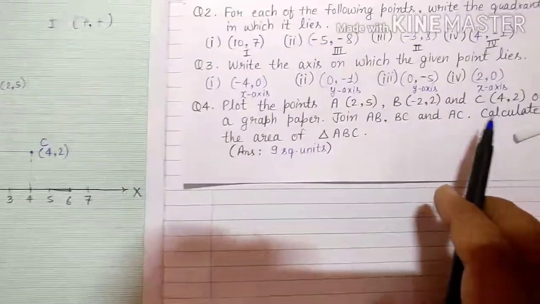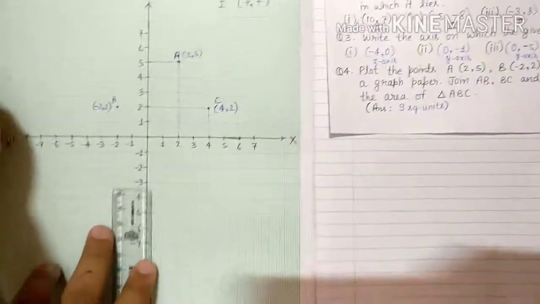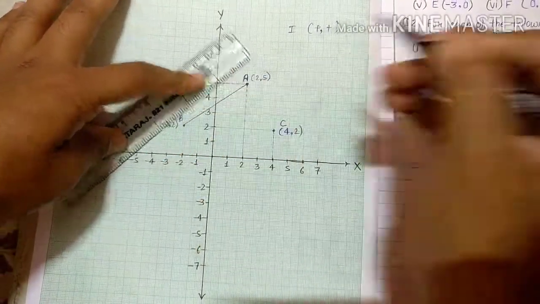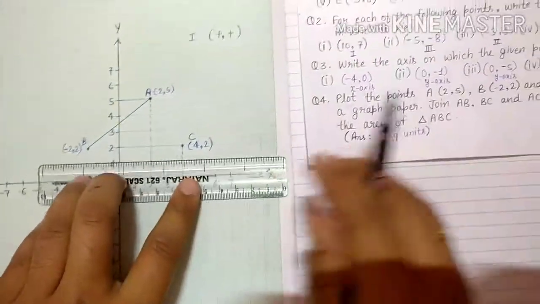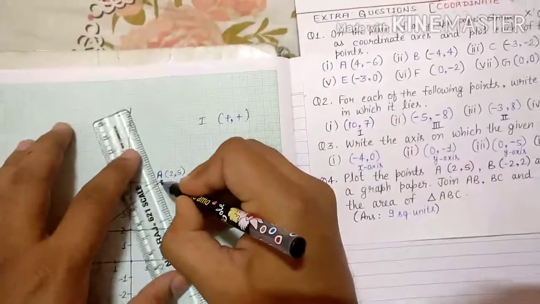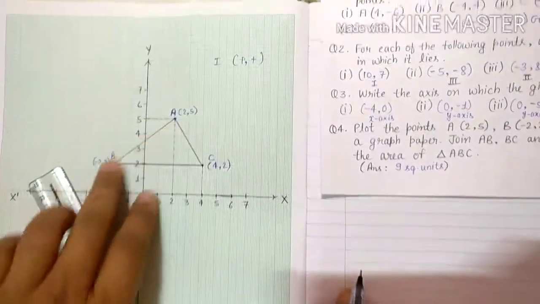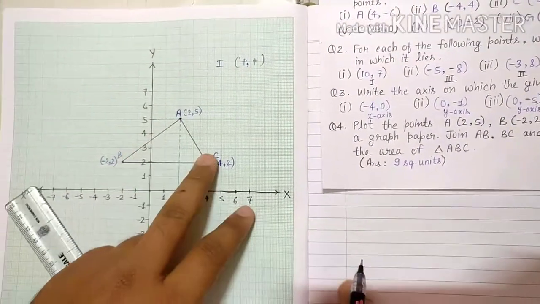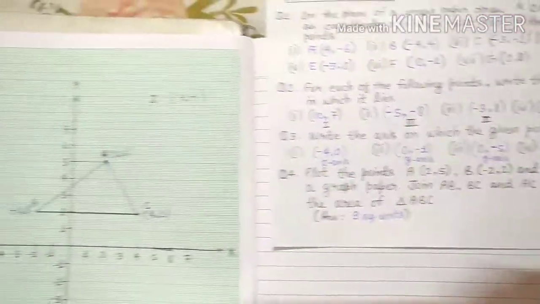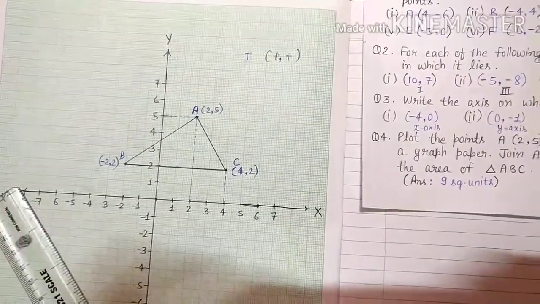Now what they are asking: join A, B, B, C and A, C. So we have to join A, B. We have taken a scale, A point, B point. Okay, we have joined. Then join B to C point, and at last A to C point. So we have joined A, B, C. So what do we get? We get a triangle A, B, C. Now they are asking, calculate the area of the triangle ABC. They are asking the area of this triangle.